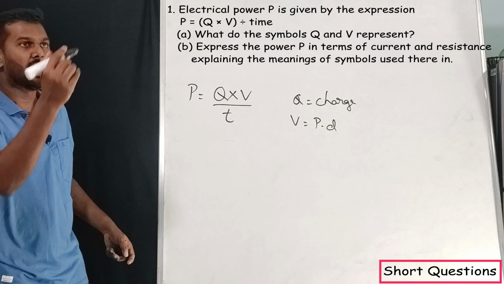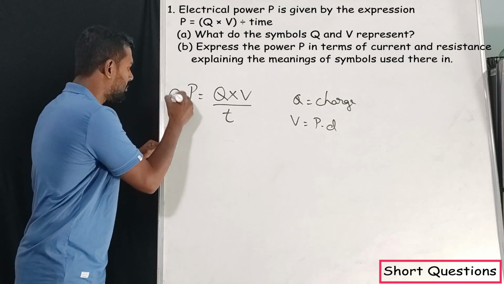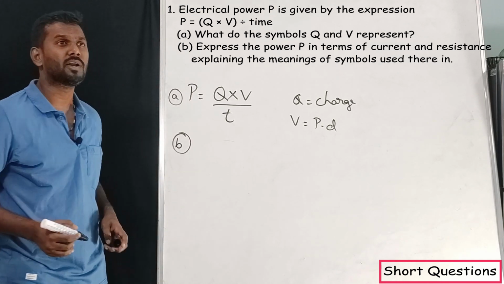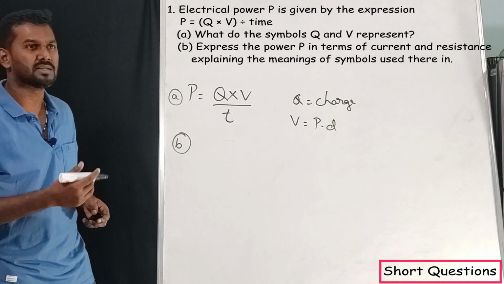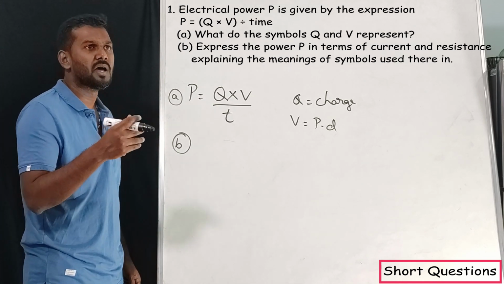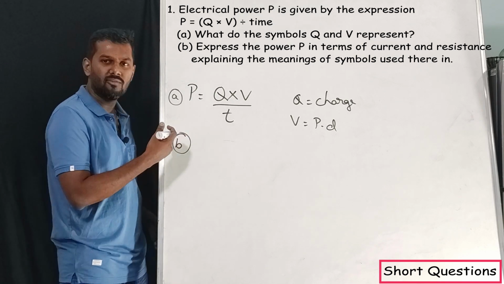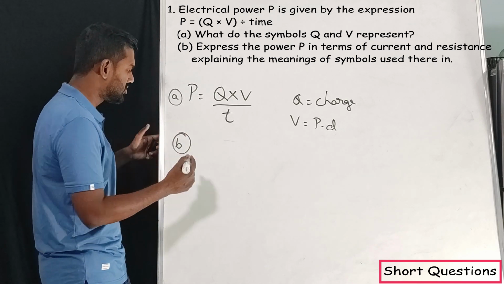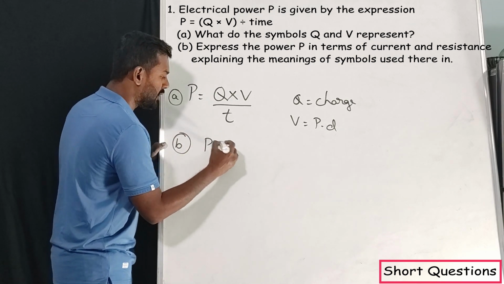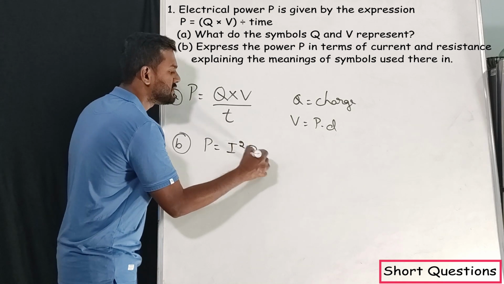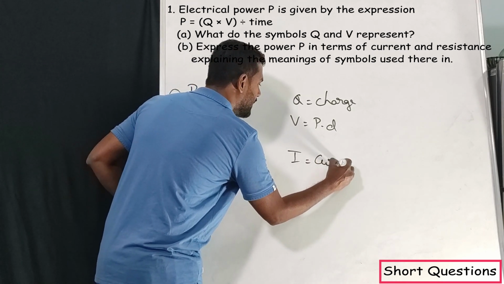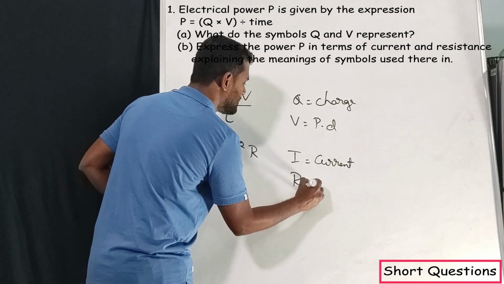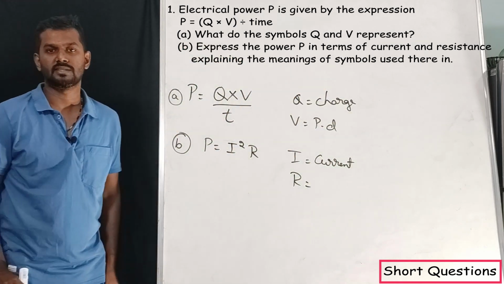That's it. In that we have one more sub question: express the power in terms of current and resistance and explain the meaning of the symbols used therein. That we have learnt in the previous two questions also. Listen, power in terms of current and resistance, this is the answer. What is I? I is equal to current, R is equal to resistance.